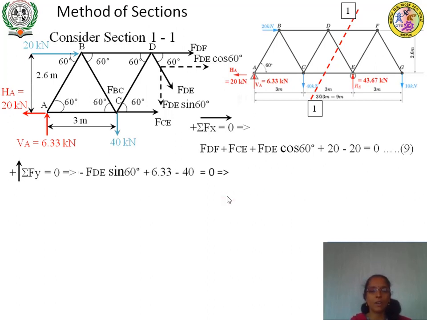Next if you apply sigma Fy equals 0, so minus FDE sin 60 plus 6.33 minus 40, that is equal to 0, from which FDE is equal to minus 38.87 kilonewton.